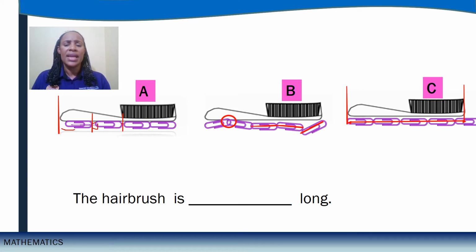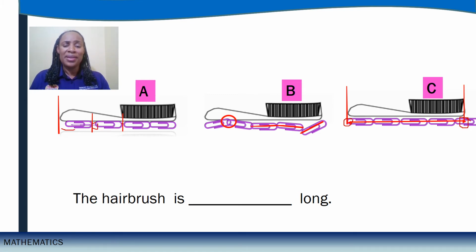Yes, indeed. Student C started at the starting point as shown here, and they measured in a straight line end to end. And of course, here is the end point. Now, look at what student C wrote for the length of the hairbrush. Can you tell me how many paper clips long is the hairbrush?